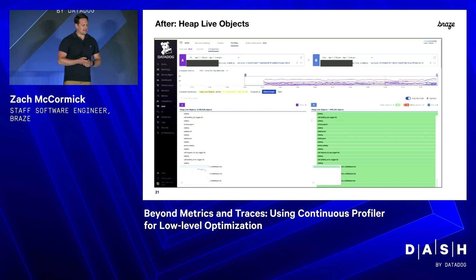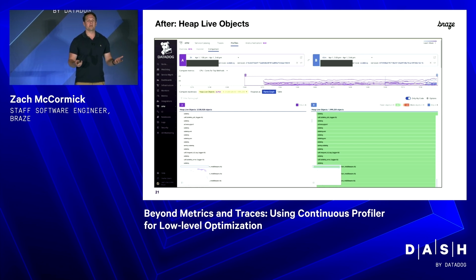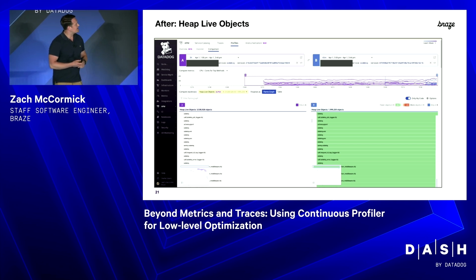And so after we did that, we went back and we looked at the heap live objects. We looked specifically at the comparison view, which is really useful for understanding whether or not the problem that you set out to solve actually got solved. And you can see on the left, we've got heap live objects. It's a little small there, but you can see about 3.5 million objects allocated. On the right, you can see it's 1.99 million objects allocated, much, much better for that same period of time, that same area within the code.